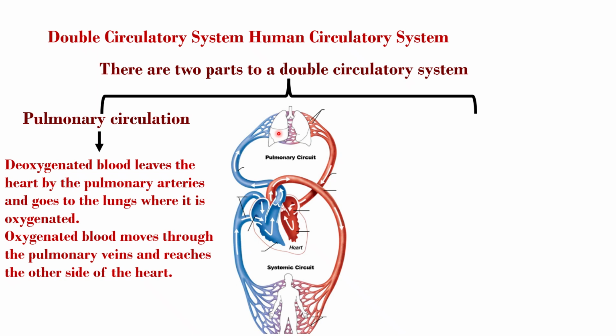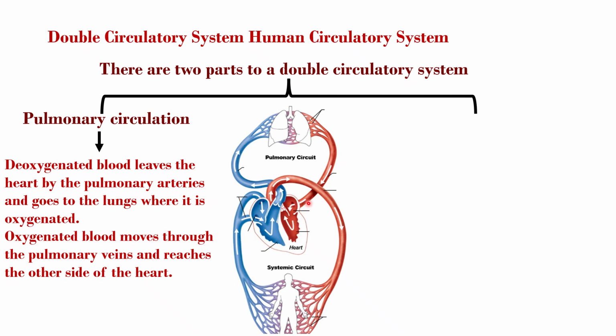Now it is in the lungs. In the lungs, it loses the carbon dioxide and picks up oxygen. It's not deoxygenated anymore. It is oxygenated blood. So it has to return to the heart by another pathway. This pathway is called the pulmonary vein. The pulmonary vein takes oxygenated blood and returns it back to the heart to the other side, so that the deoxygenated blood on this side is not mixed with the oxygenated blood on this side.